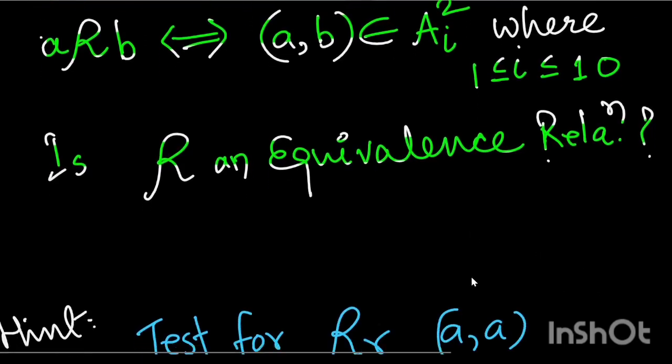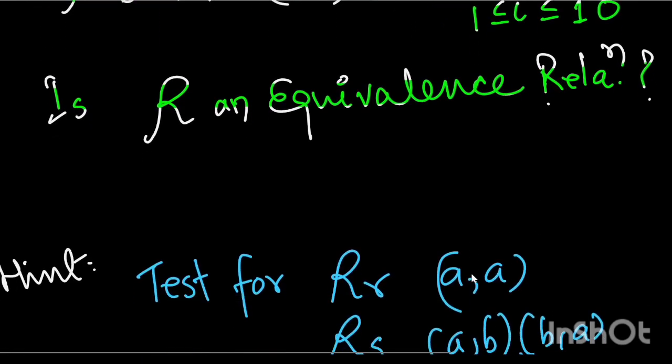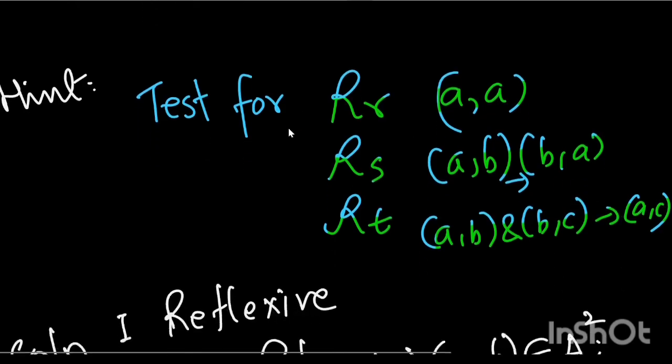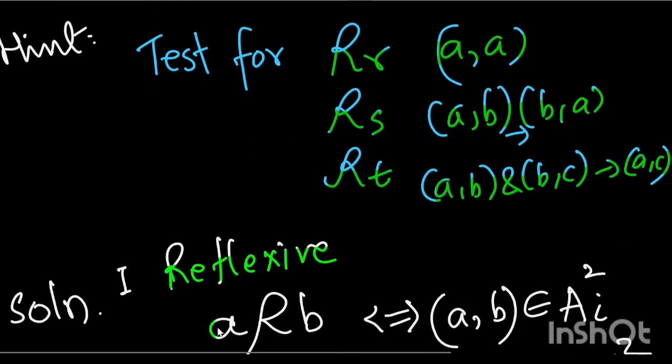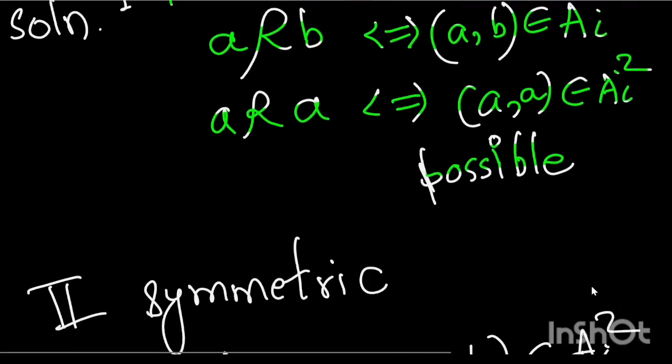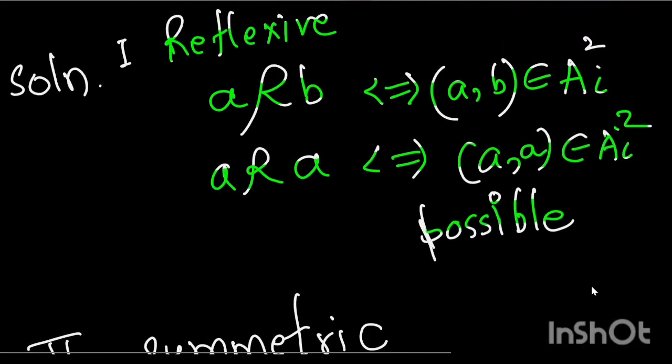So how do we approach this? This is straightforward, so we will directly test whether it is reflexive, symmetric, or transitive: A R B, B R C implies A R C. We will check that one by one. Starting with reflexive, A R B means (A, B) belongs to Ai square. If B is replaced by A, then (A, A) would be an element of Ai square, which is possible. So it is reflexive.